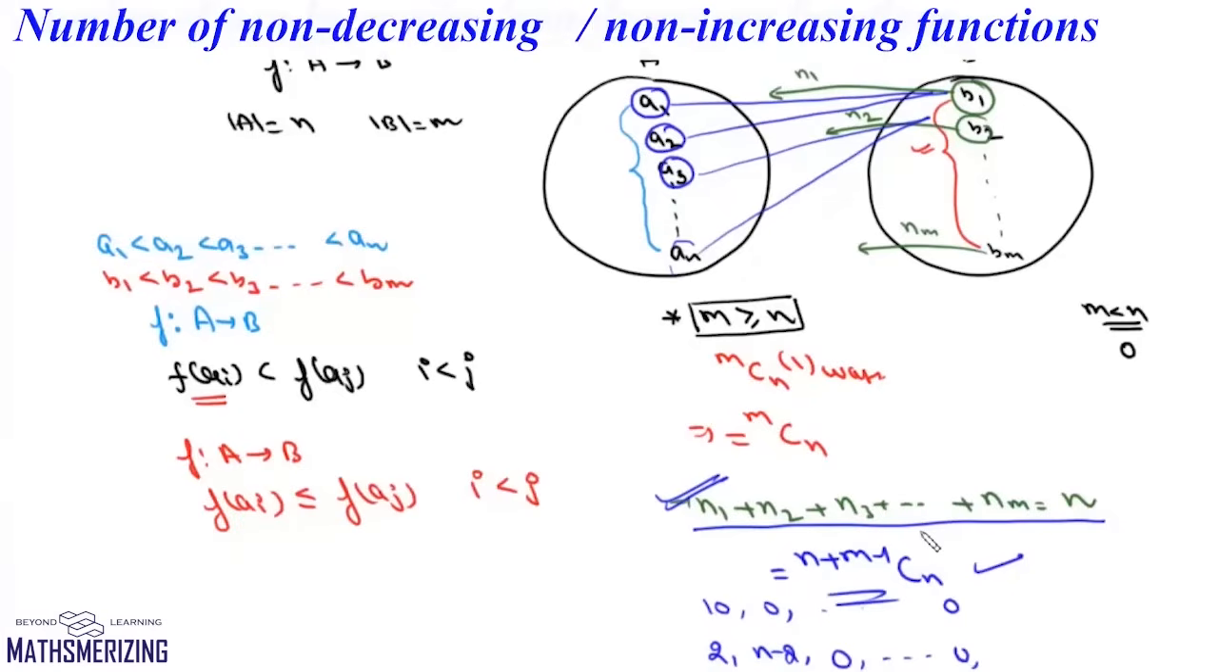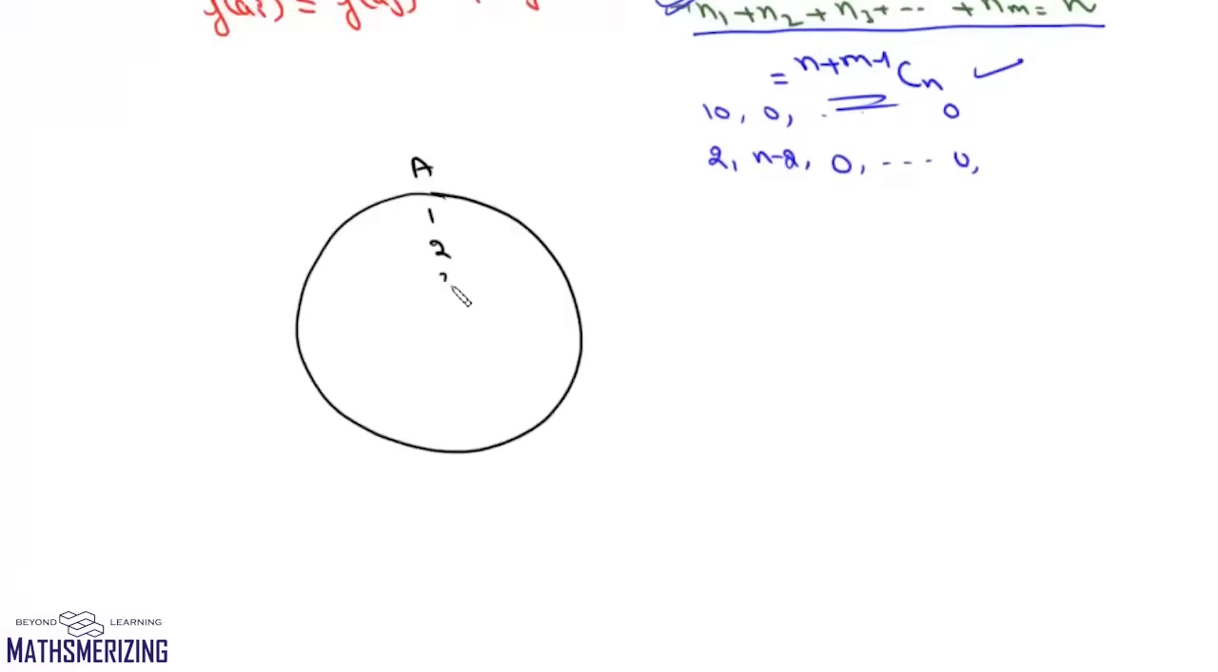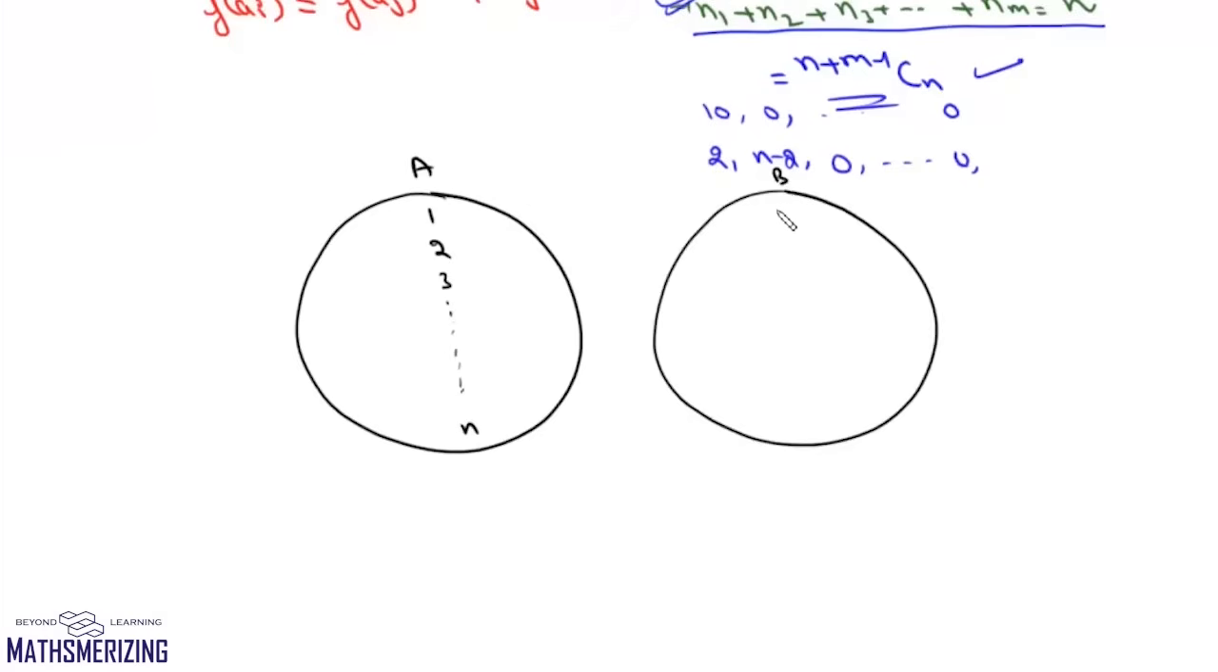Now another method to work out the same formula is, suppose we consider two sets A and B, where A is 1, 2, 3 all the way up to n, and set B contains elements 1, 2, 3 up to m. Now there is a one-to-one correspondence between the number of non-decreasing functions in this case and the number of non-decreasing functions in any general case. Here we need to define functions from A to B such that f(x) is less than or equal to f(y) whenever x is less than y.